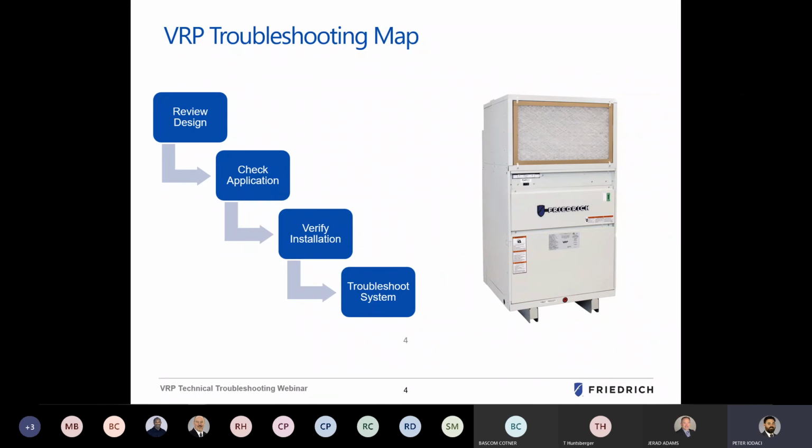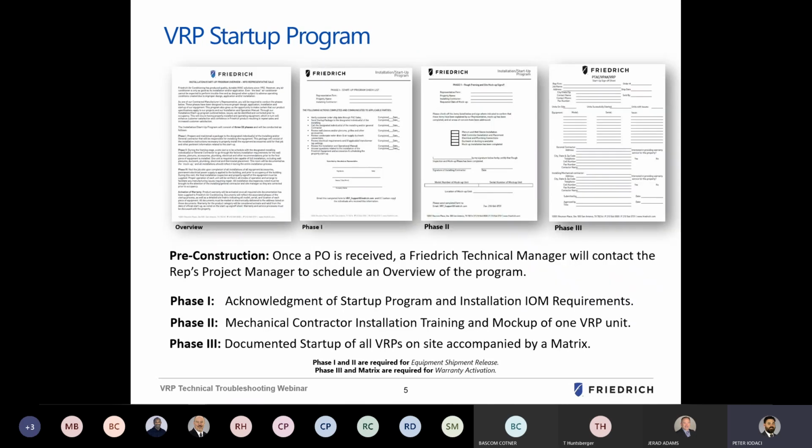Once you have gone through all those steps, then it's time to troubleshoot the system. But there's a very important step that has to be done before you even attempt to troubleshoot the system, and that's ensuring that the proper startup was done on the property. The VRP startup program, as we explained, is a process that we use here at Friedrich to ensure that the equipment is installed properly. As you go through all the phase documentation of the VRP startup program and enter the startup phase, one of the things that you can easily check off your box is that the installation is done correctly.